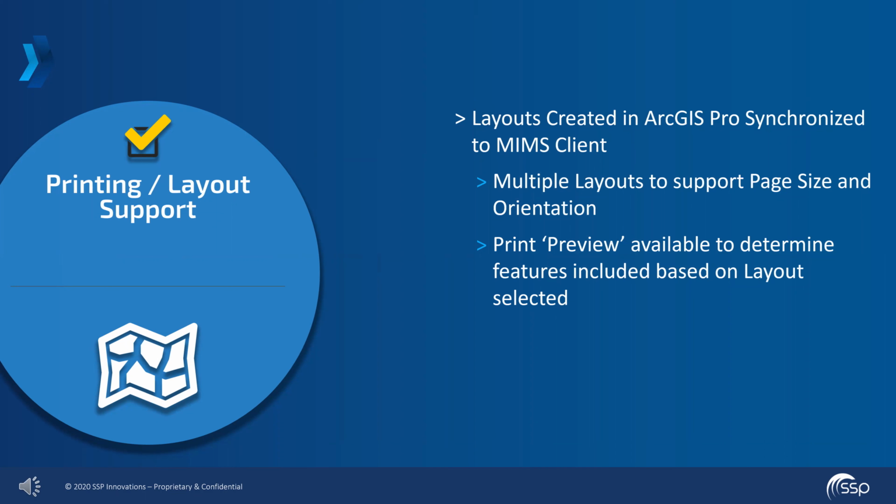Printing is another gap item that has been resolved in MIMS Mobile. MIMS team collaborated with one of our customers to design and implement this functionality in a forward-facing way, taking advantage of pre-existing layouts in ArcGIS Pro, and then providing maximum flexibility by creating, maintaining, and syncing those templates with MIMS field clients. Multiple layouts support variances in page size and orientations, and there's a preview functionality that allows the user to pre-check and adjust the features that will be included in a print to reduce paper and print waste.